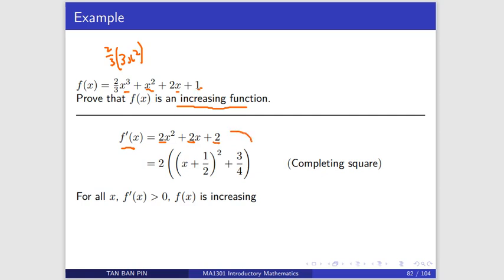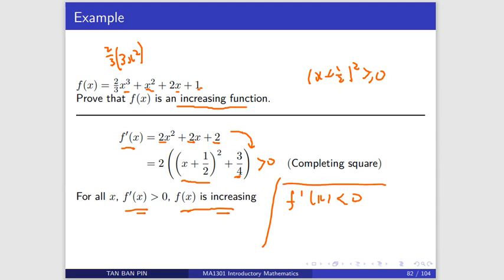Then you can complete the square. After completing the square, you will find that the term (x plus half) squared is always positive or 0. So plus 3/4, it means it's always positive. So we can say f' is always positive, so f is an increasing function. So you can use f'(x) to show a function is increasing. To show it is decreasing, you show f'(x) is negative, then you can say it's decreasing.